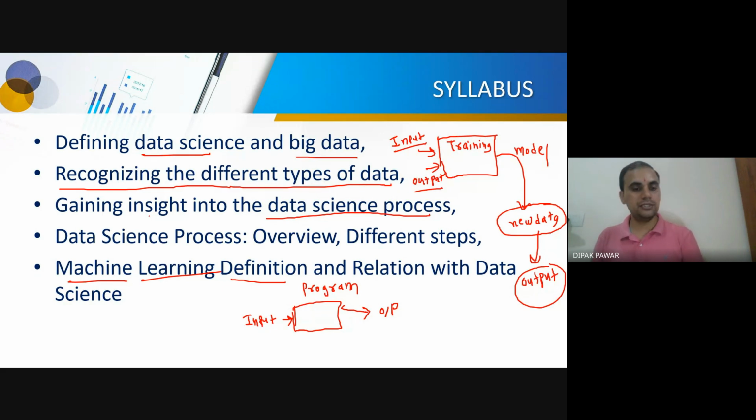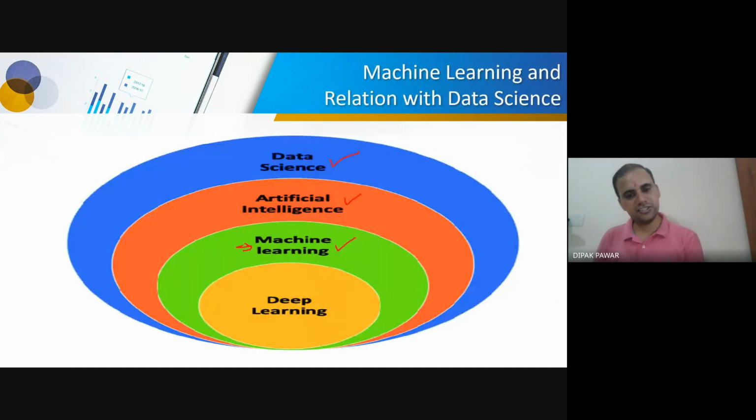So these are the steps required for any data science process or any data science project. And the last part we saw is the machine learning definition. So we covered four definitions. And what is the relation of machine learning? Machine learning is a subfield of data science, right? So inside data science, you will have artificial intelligence, then machine learning, and at the end deep learning. So this is the entire content available for your unit number 1.